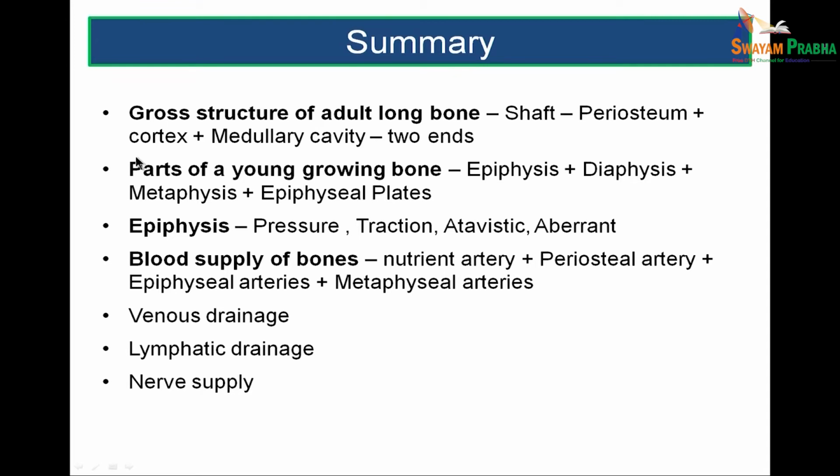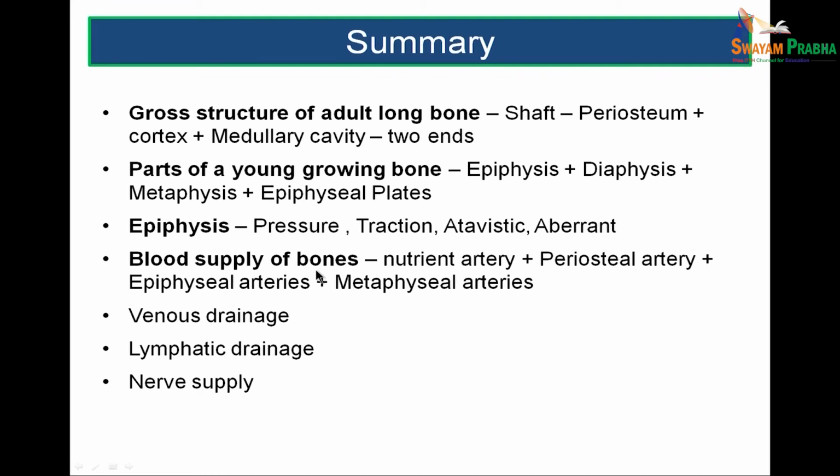To summarize, the gross structure of the adult long bone, we studied that it has a shaft, the periosteum, a cortex, a medullary cavity and two ends. What are the parts of a growing young bone? The epiphysis, the diaphysis, the metaphysis and the epiphyseal plates. The epiphysis could be of a pressure type, a traction type, atavistic or aberrant.